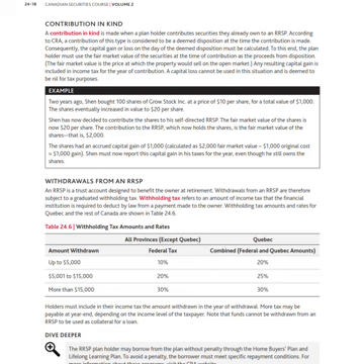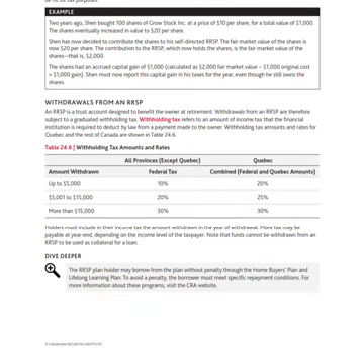Example, 2 years ago, Shen bought 100 shares of Grow Stock Inc. at a price of $10 per share for a total value of $1,000. The shares eventually increased in value to $20 per share. Shen has now decided to contribute the shares to his self-directed RRSP. The fair market value of the shares is now $20 per share. The contribution to the RRSP, which now holds the shares, is the fair market value of the shares, that is $2,000. The shares had an accrued capital gain of $1,000, calculated as $2,000 fair market value minus $1,000 original cost equals $1,000 gain. Shen must now report this capital gain in his taxes for the year, even though he still owns the shares.